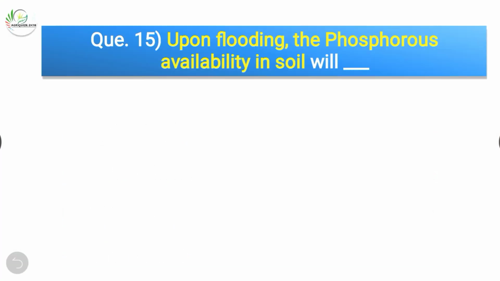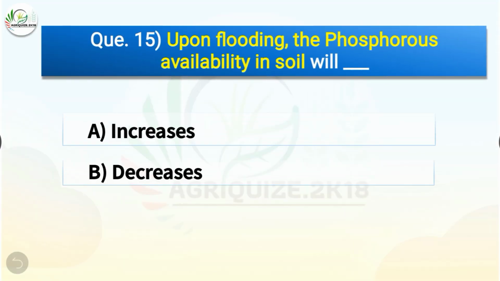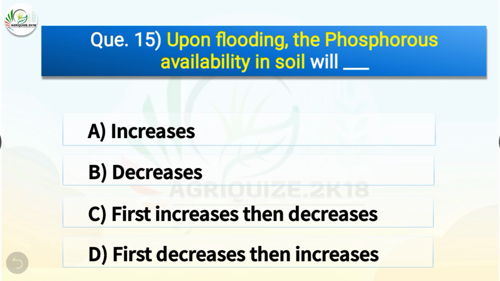Question number 15. Upon flooding, the phosphorus availability in the soil will dash. The options are increases, decreases, first increases, then decreases, or first decreases, then increases. The correct answer is option A, it increases. So upon flooding, the phosphorus availability in the soil will increase.